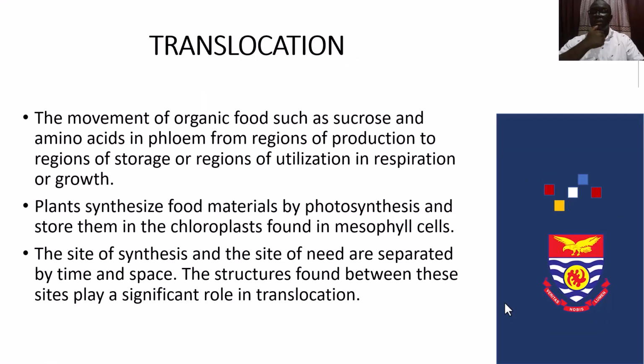Translocation is the movement of organic foods such as sucrose and amino acids in phloem from regions of production to regions of storage or regions of utilization in respiration or growth. So plants synthesize food materials by photosynthesis and store them in the chloroplast found in mesophyll cells. The site of synthesis and the site of need are separated by time and space. The structures found between these sites play a significant role in translocation.